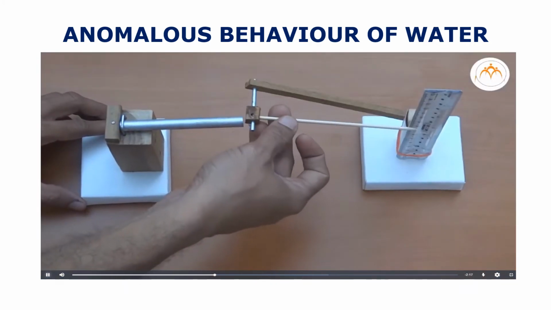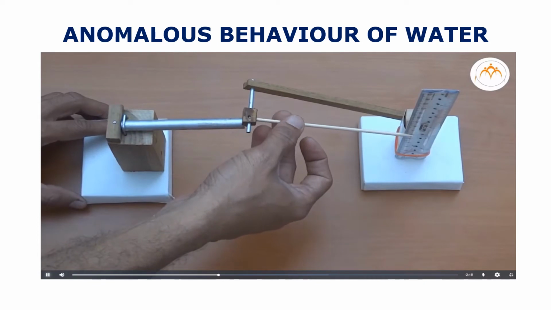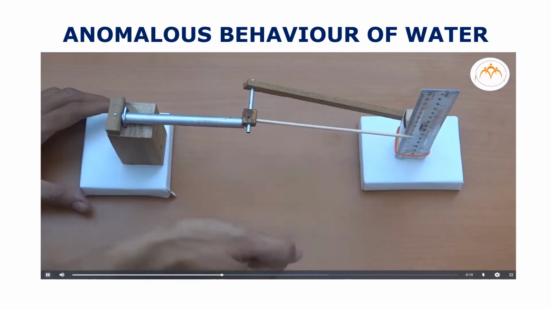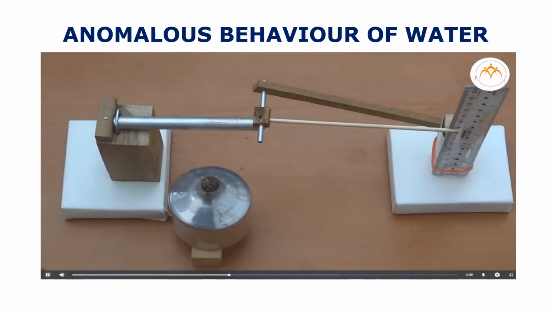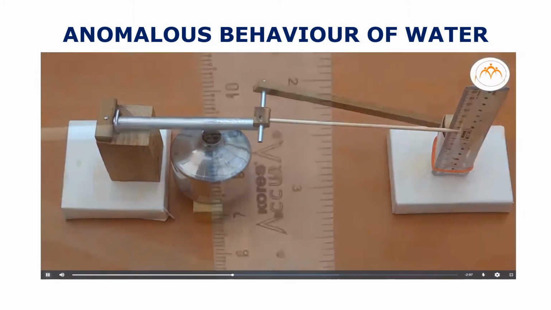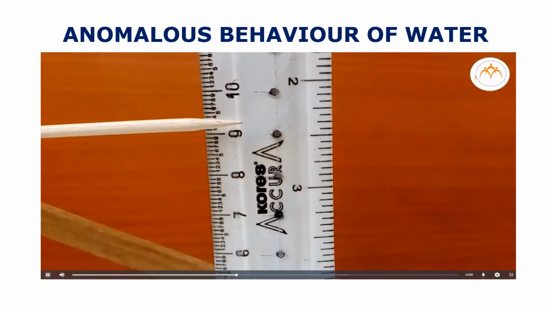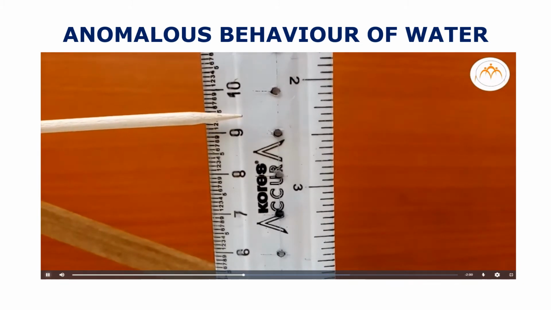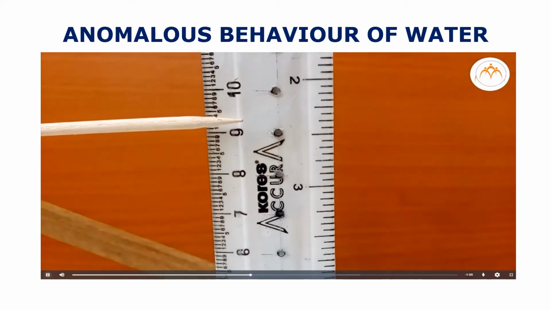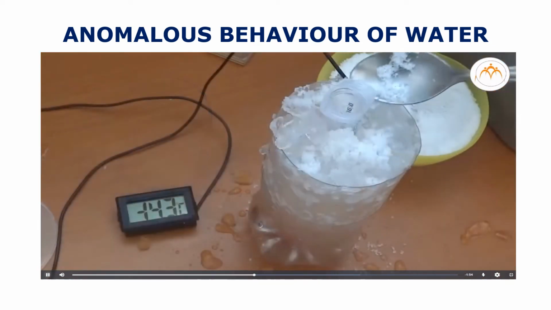Any matter expands when heated. Mass of the matter remains constant, but its volume increases. Its density reduces. D is equal to m by v. If we go on cooling the matter, it contracts, which means its mass remains the same, but volume reduces. As a result, density of the matter increases. Water is an exception to this rule.